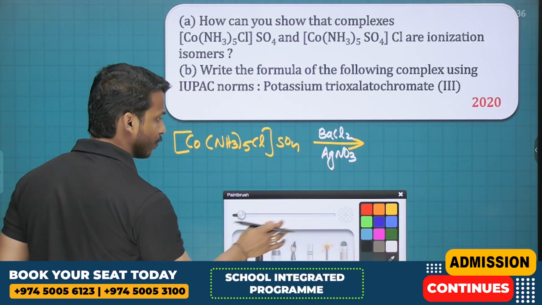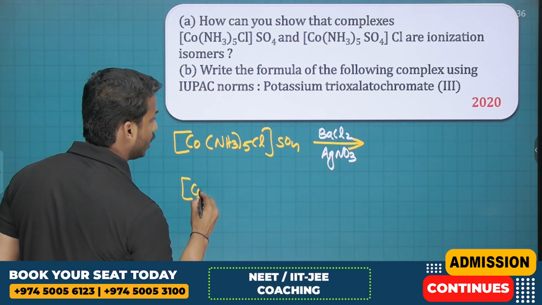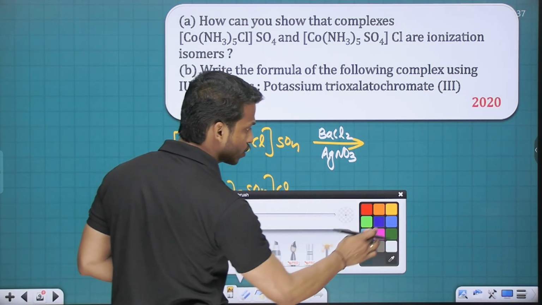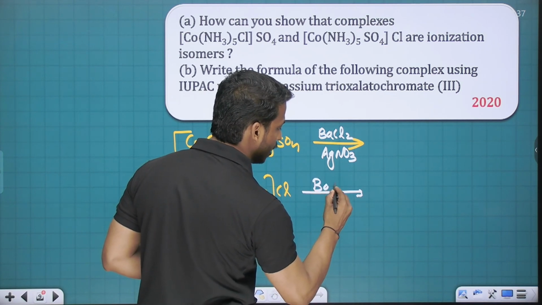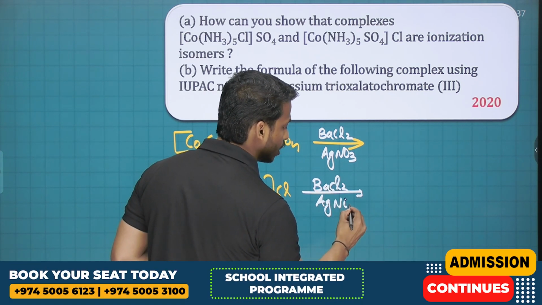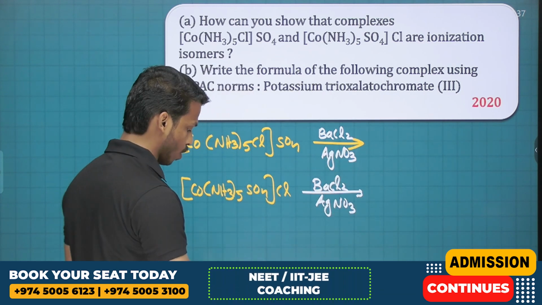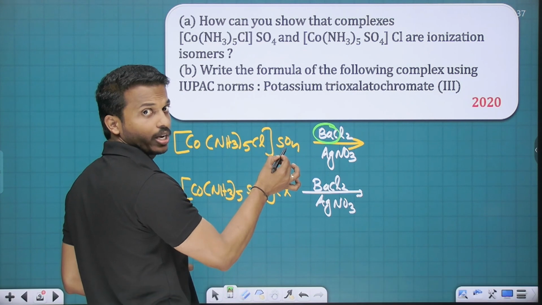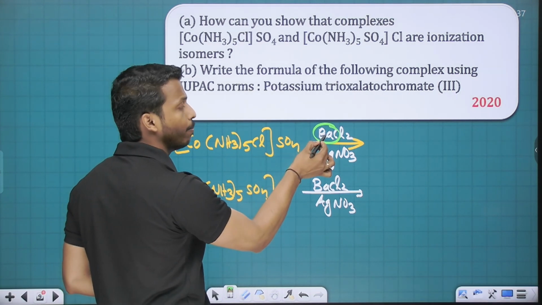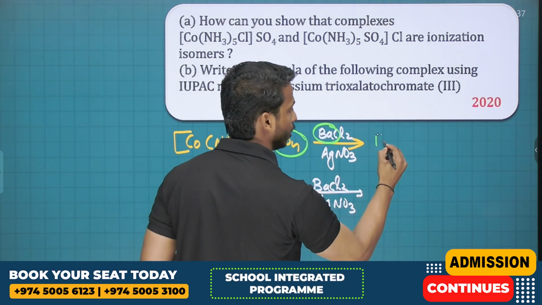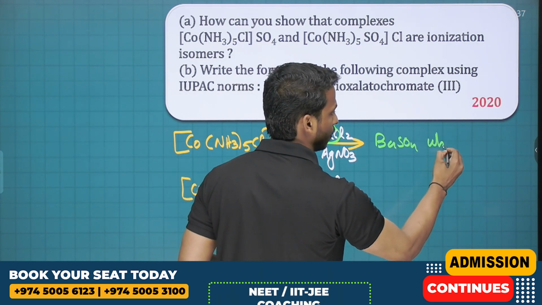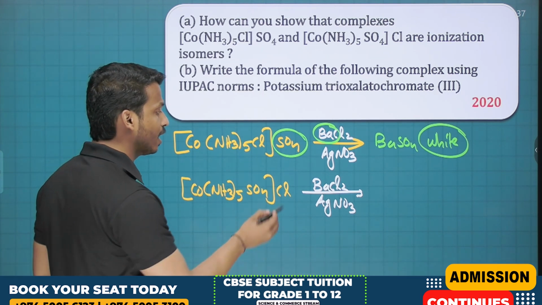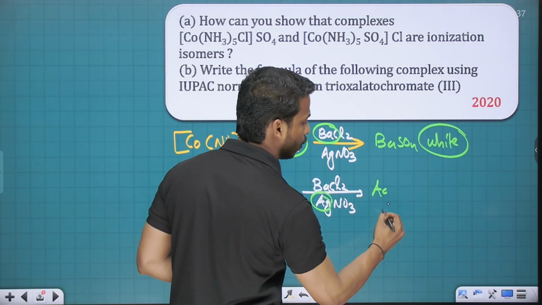If you treat this, okay, this is the first compound. Let me take the second compound also. [Co(NH3)5SO4]Cl. When this compound is treated with the same barium chloride and silver nitrate, can you tell me what can happen in this case? See, my dear, if there is sulfate outside, it combines with the barium. It will form barium sulfate. You know, barium sulfate is a white precipitate. If there is chloride outside, it combines with Ag, and you will get AgCl, a white precipitate.